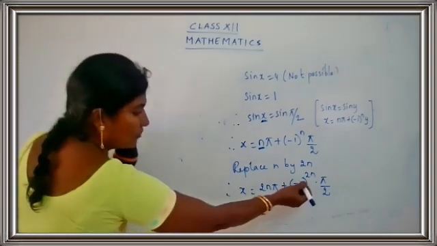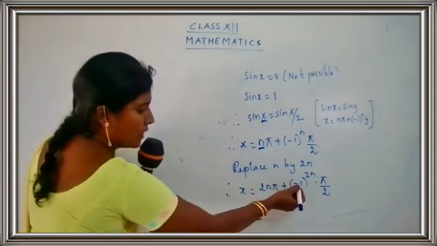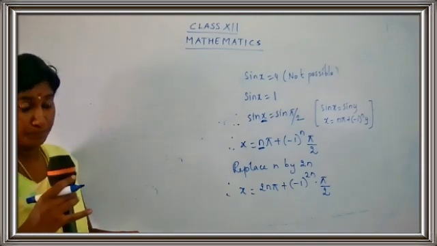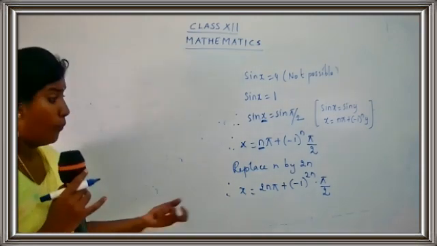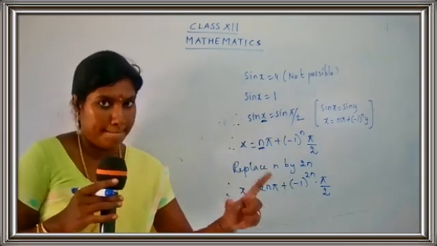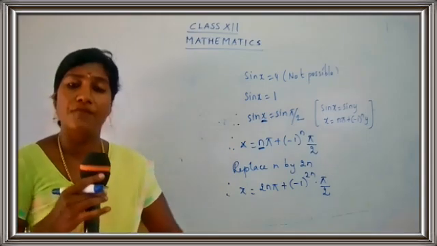So I'm just going to find out the value for this. This is minus 1 and this is 2n. 2n means it is a multiple of 2. If you multiply by 2, what happens to the negative value? I know that 1 raised to anything is going to be 1. 1 raised to 10, 1 raised to 100.